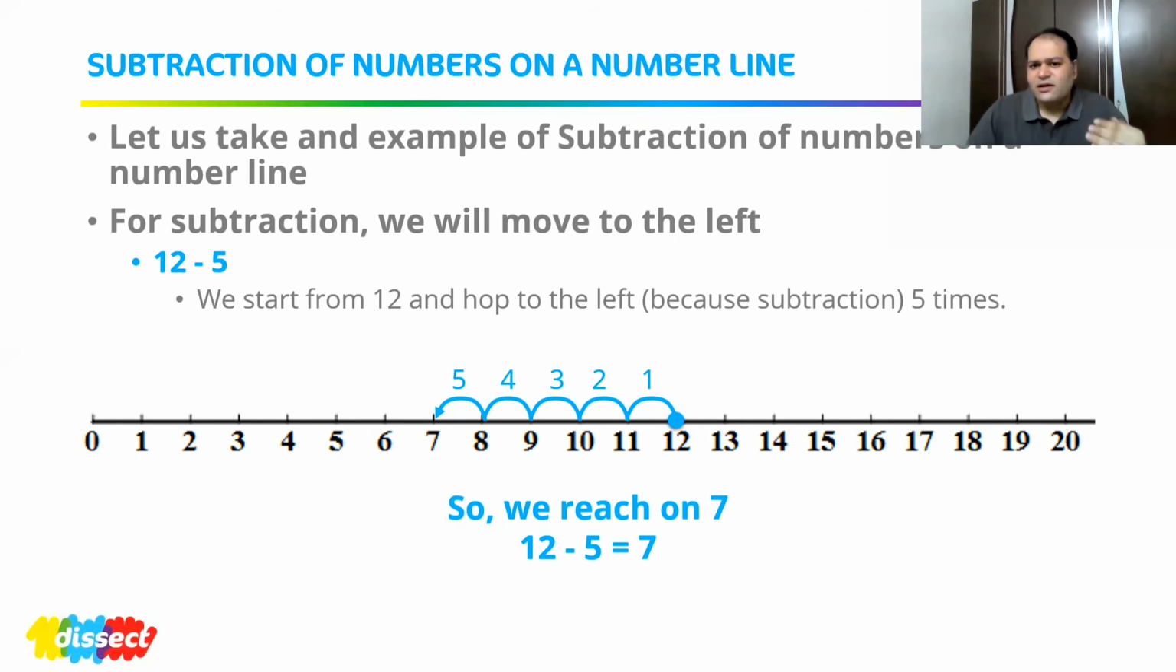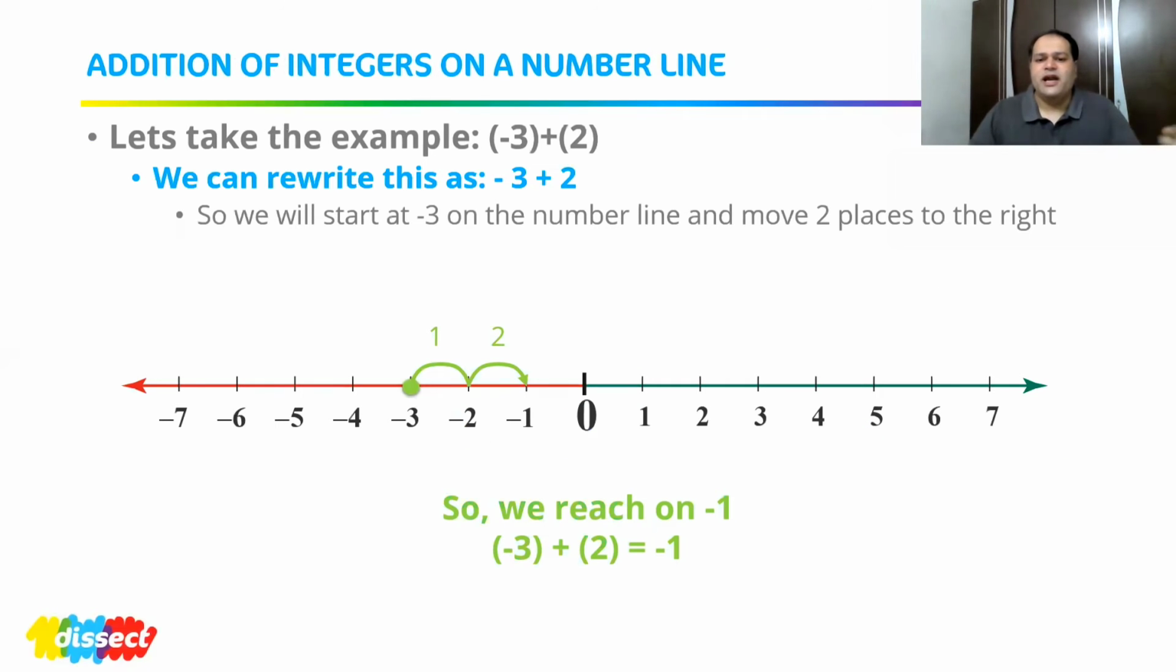Now let's take another step. If we are trying to look at addition or subtraction of integers, till now we have seen only positive integers, but now let's explore what happens when there are negative integers as well. So let's take the first example, minus 3 within brackets plus 2 within brackets. Now, the first step for solving this kind of problem is we have to remove the brackets and bring it to the simplest form.